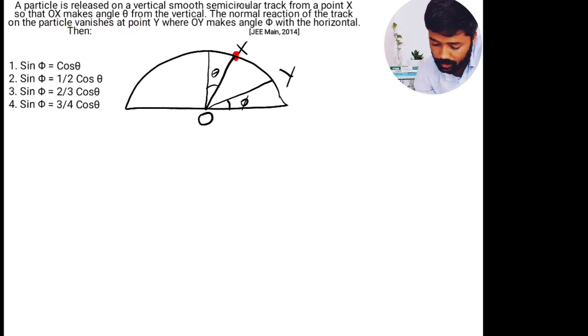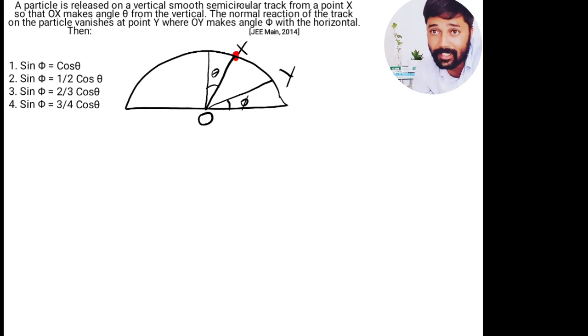So this is your point Y, where the normal reaction vanishes. It means there is no normal reaction at this point. What does it mean? Normal reaction is not there, which means there is no contact between this particle and the surface. It is just leaving the surface. Whenever two surfaces are not in contact, there won't be any normal reaction. Two surfaces should press each other, so that there will be normal reaction.